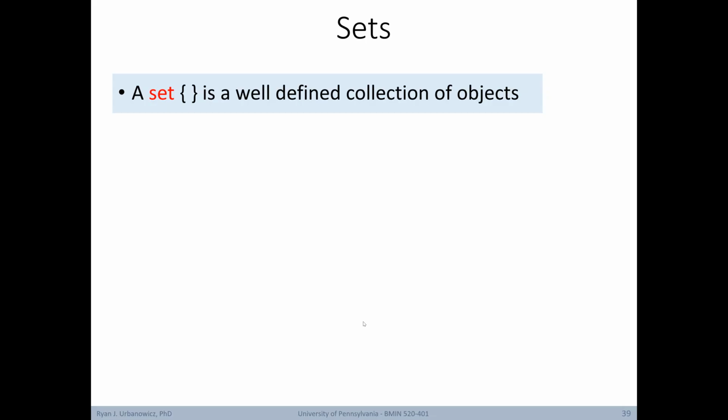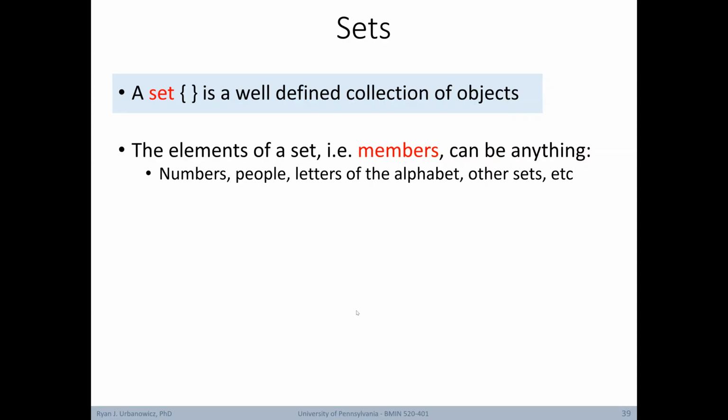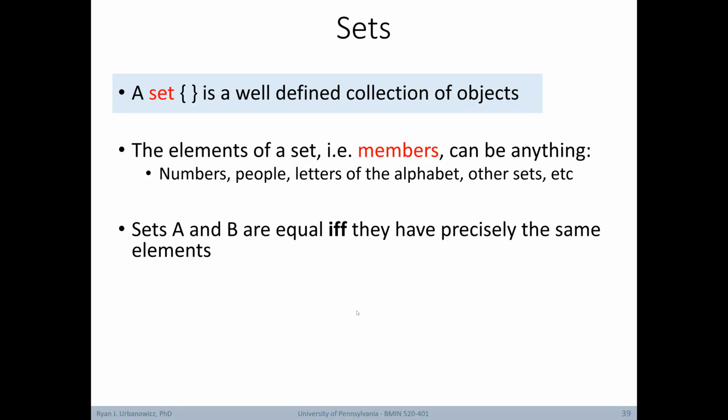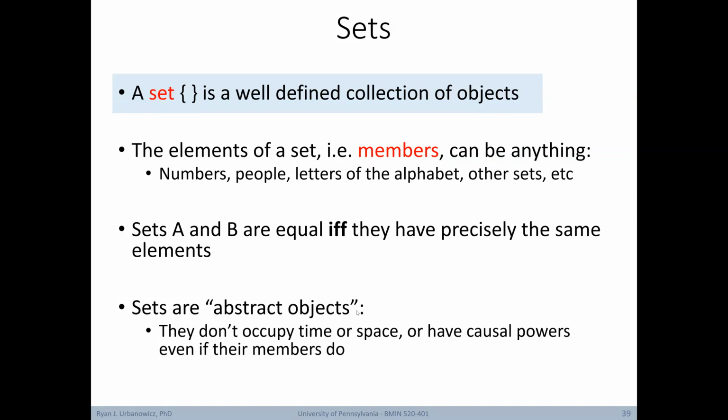Let's take a moment to define sets. A set is a well-defined collection of objects. The elements of a set, or members, can be anything, including numbers, people, letters of the alphabet, other sets, etc. Sets A and B are equal if and only if they have precisely the same elements. Sets are really abstract objects. They don't occupy time or space or have causal powers, even if their members do.